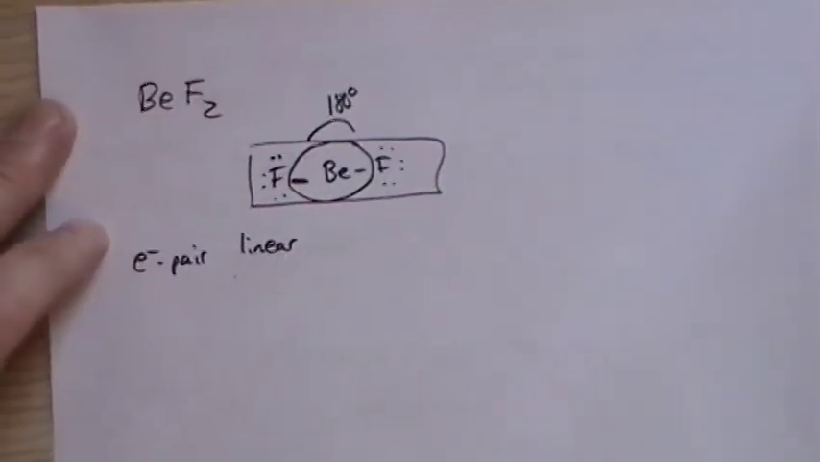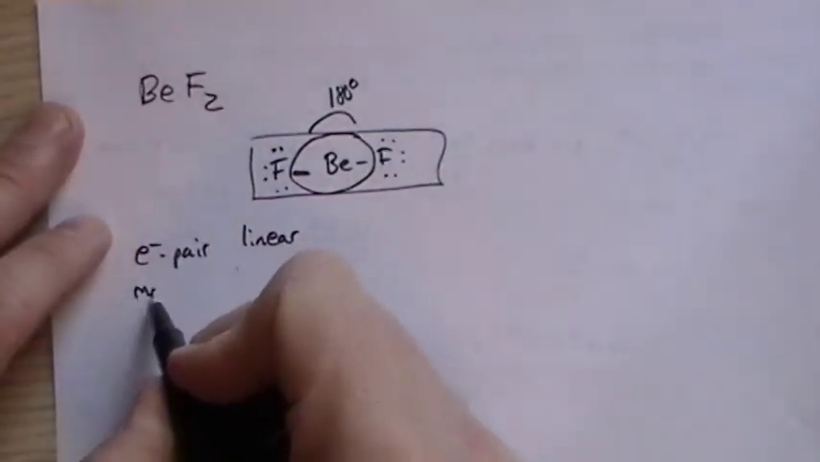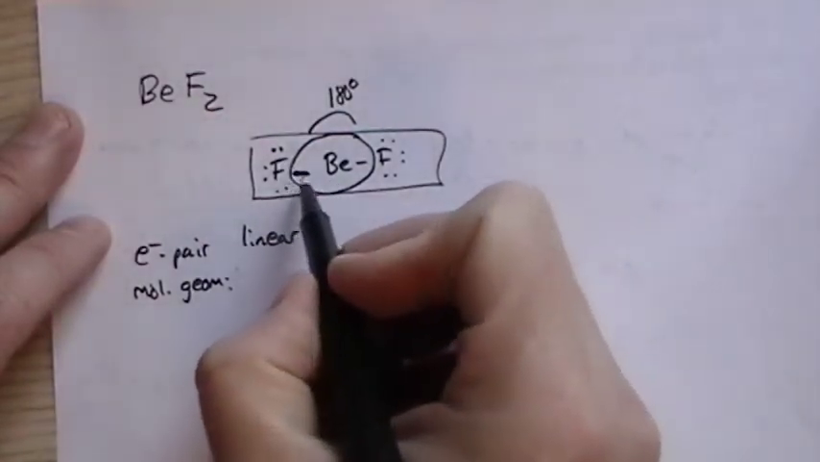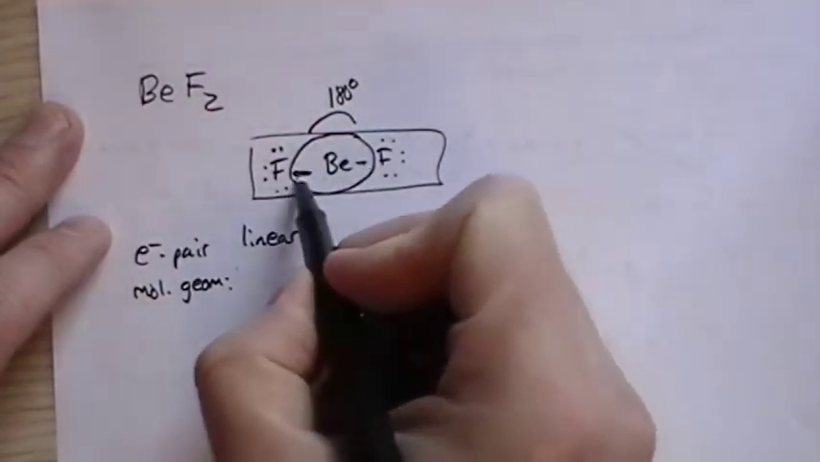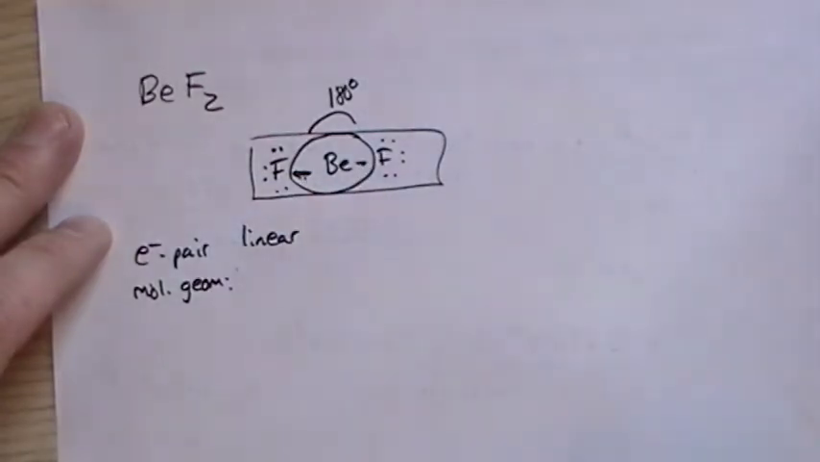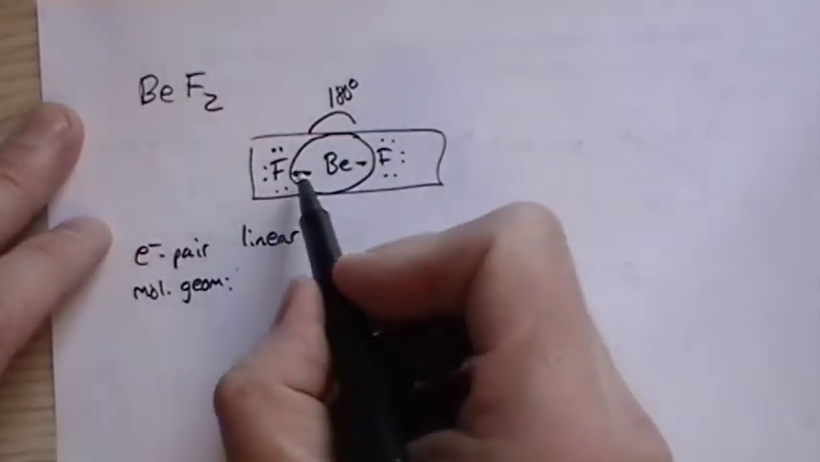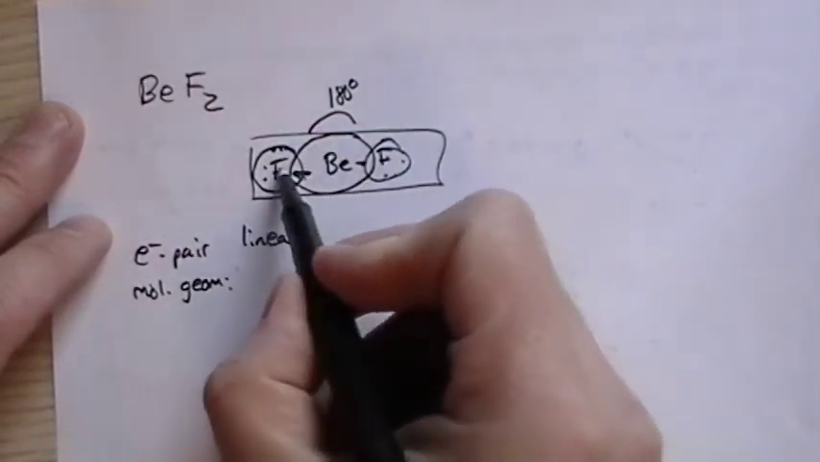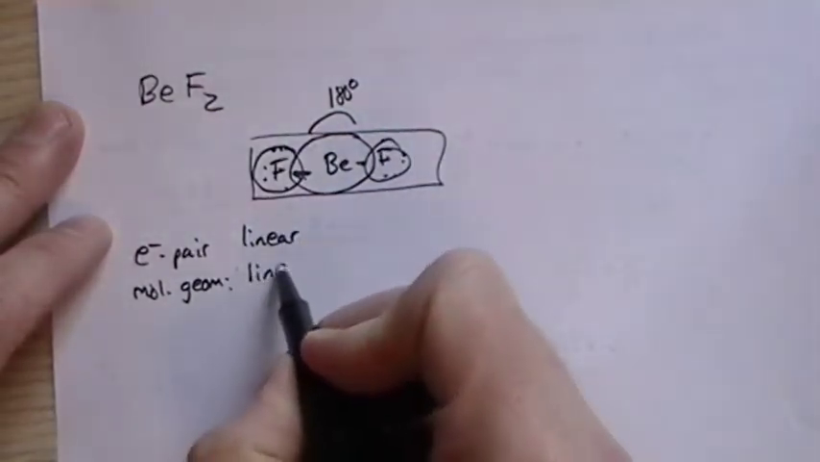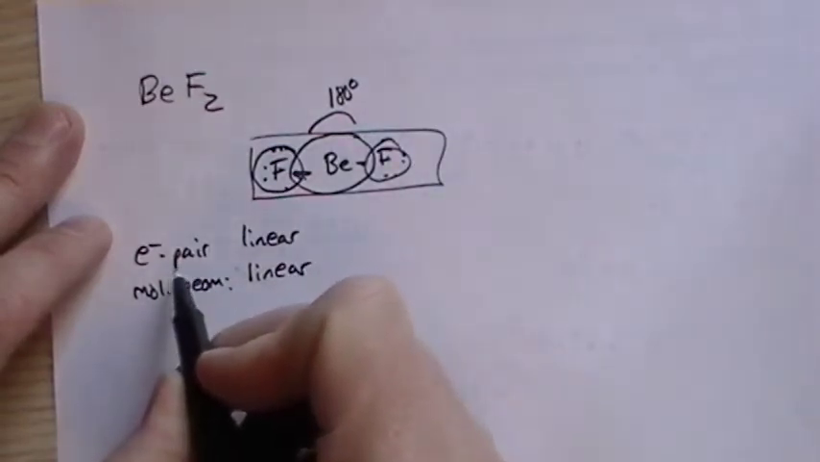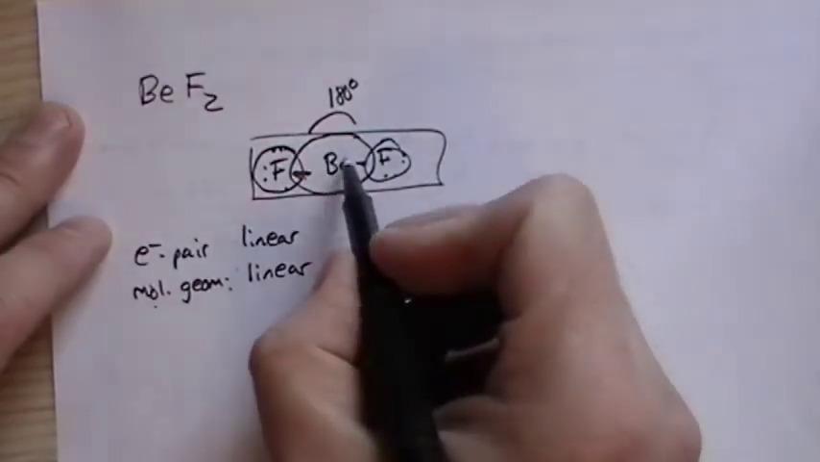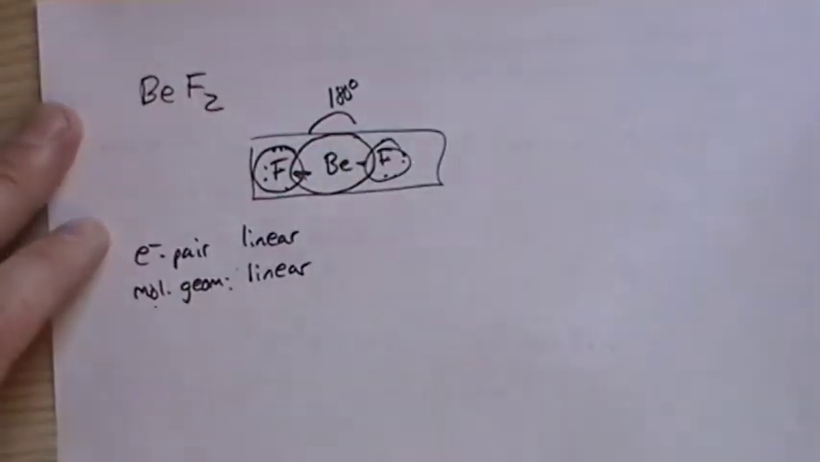Then they want to know the molecular geometry or the molecular shape. So write molecular geometry. The electron pair arrangement is just these electrons, whether they're a lone pair or they're bonding. But the molecular geometry depends on the nuclei. These three nuclei are right in a row. So in this case, the electron pair arrangement and the molecular geometry are the same. And that's going to be the case when there are no lone pairs on the central atom.